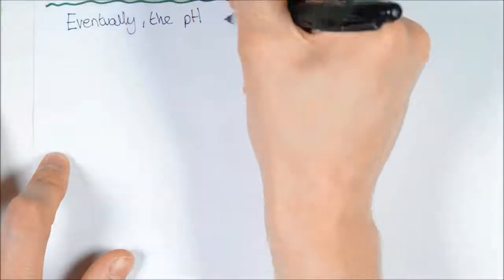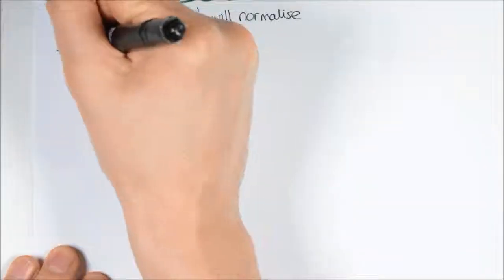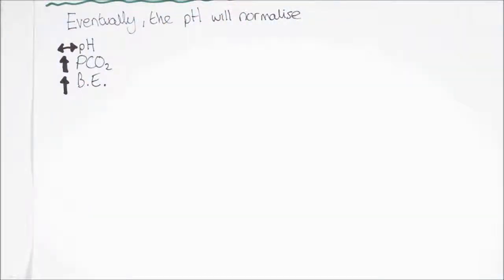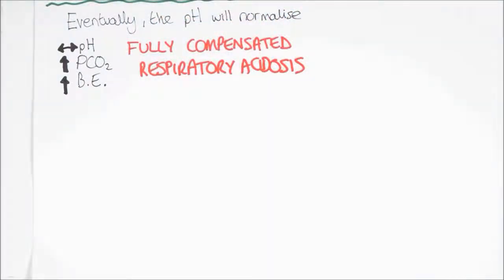Eventually, the compensation will be enough to return the pH to within the normal range. Once this happens, the blood gases would show a normal pH, a high PCO2, and a high base excess. Now the patient could be classified as having a fully compensated respiratory acidosis.